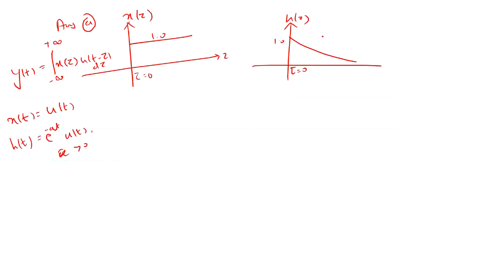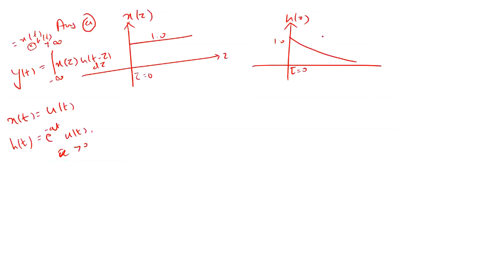Please note that I have taken tau as the independent variable, because in that integral we have x(tau). What is y(t)? y(t) is the integral from minus infinity to plus infinity of x(tau) h(t minus tau) d tau. So this is part A. Basically in part A we have y(t) = x(t) convolution with h(t). This is our x(tau), this is our h(tau).